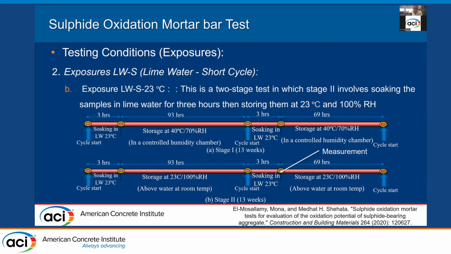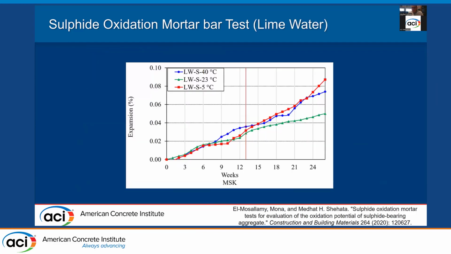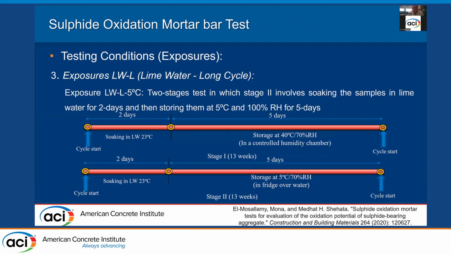So when you test the same, not the same samples, you will make 6 bars. 3 bars will be tested at 23. 3 bars will be tested at 5. Depending on the aggregate, you might get more expansion at 23. For other aggregates, you might get more expansion at 5 degrees Celsius. And we run the test. So basically, these are the 3 conditions with Maskimo, the aggregate from Quebec. And we found that really at 5 degrees Celsius, you get the maximum, or thaumasite is the dominant form of sulfate attack.